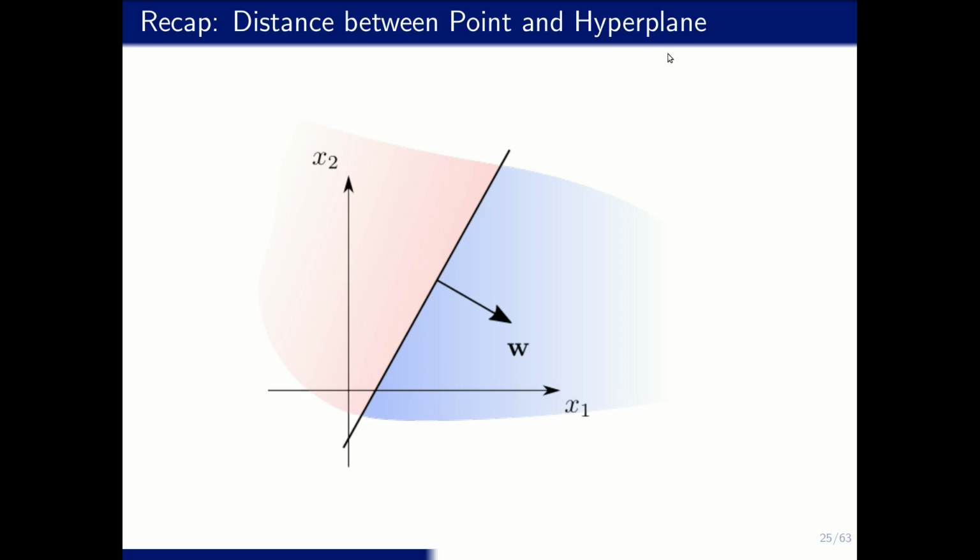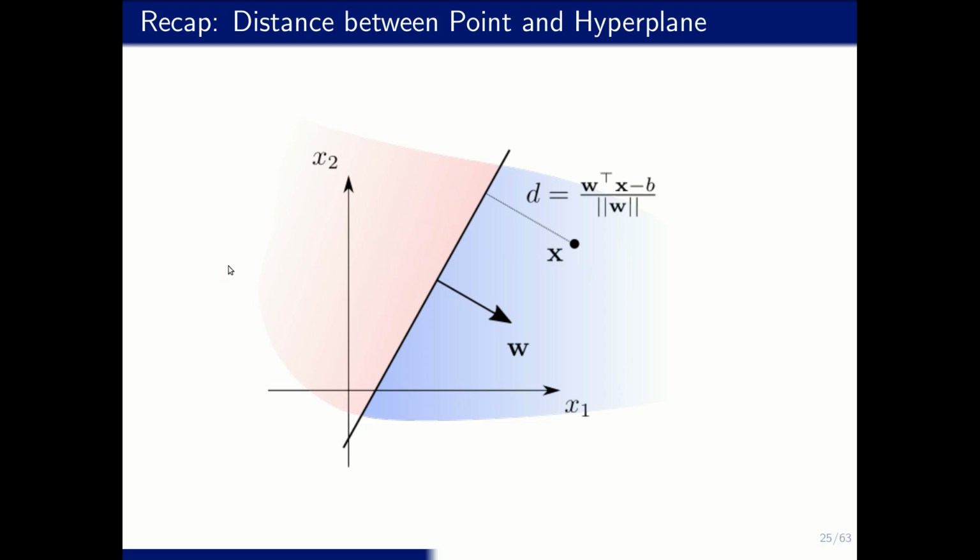So here is our hyperplane specified by the normal vector w. And now recall the points which fulfill w transpose x minus b equals 0. These points build up this hyperplane, where the points with w transpose x minus b greater or equal 0 form this half space, and those with w transpose x minus b smaller than 0 form this half space.